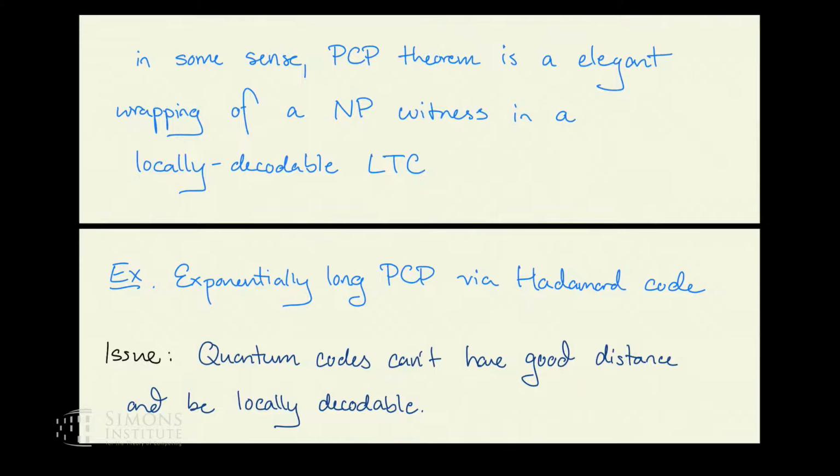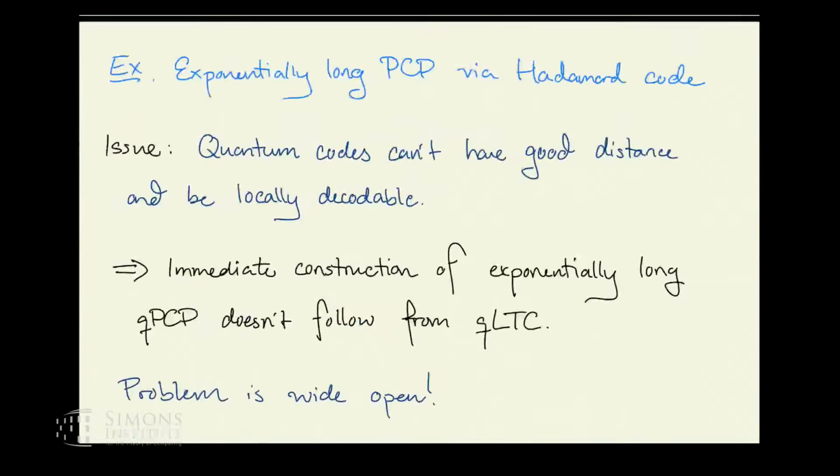The problem is that you couldn't do this same thing for quantum PCPs, because quantum codes can't have good distance and be locally distinguishable. The whole point was that you wrapped it up in this code and protected against errors and adversarial noise all at once, but you also still maintained local decodability, which let you extract out the values. If you wanted to do all that with your quantum error correcting code, then locally you can't find the values. So it doesn't even seem clear how to create an exponentially long quantum PCP, even if you had some black box quantum LTC. So even that's sort of wide open.